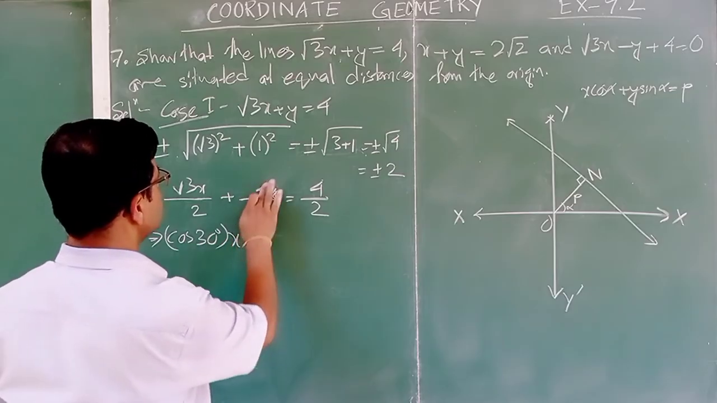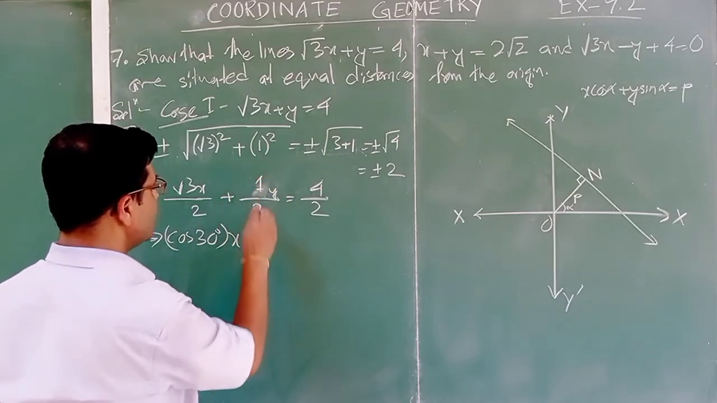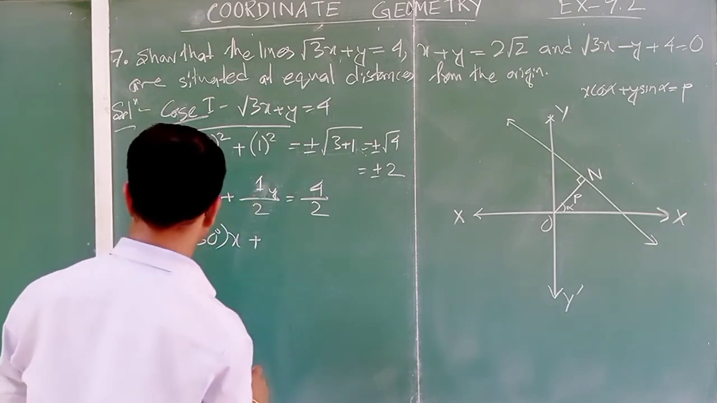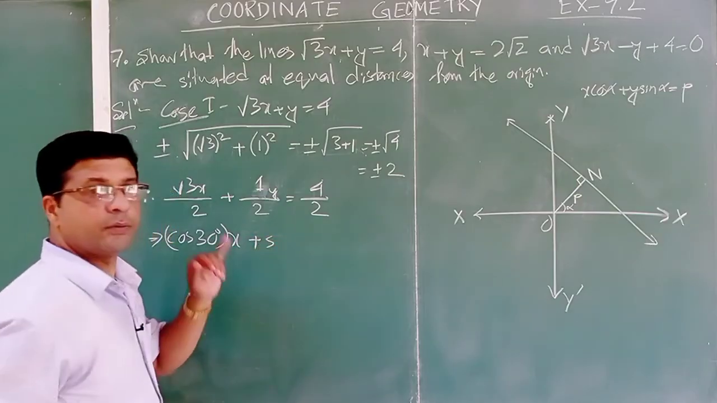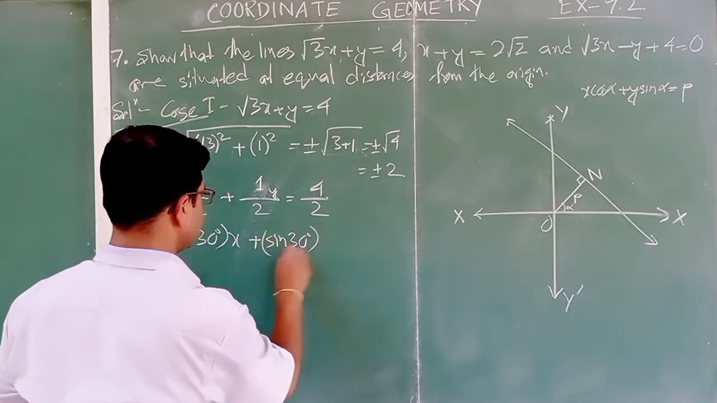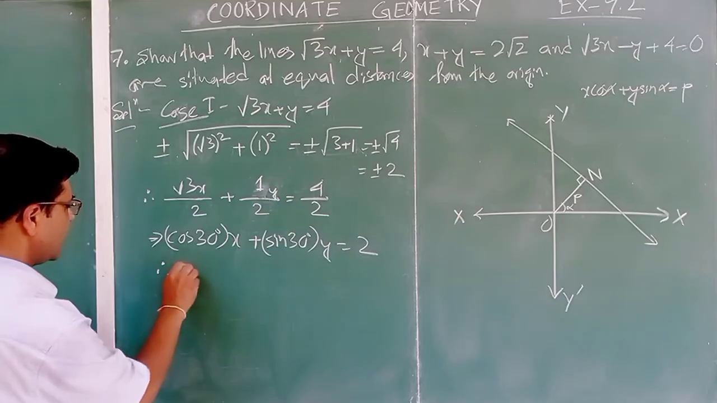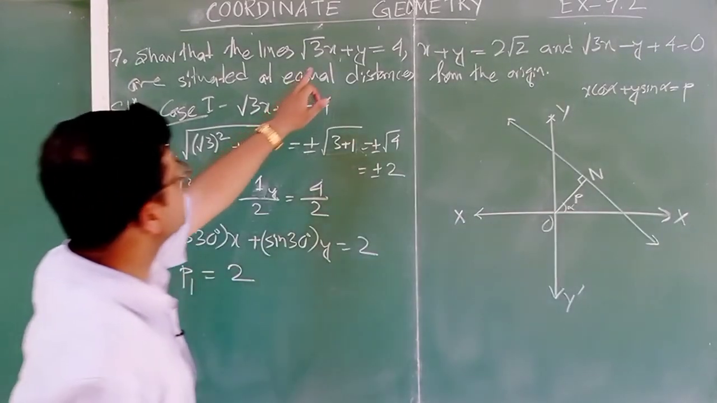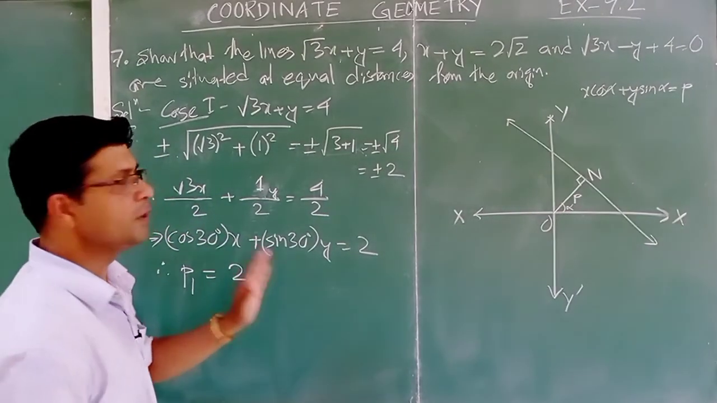Sorry, I have made some mistake here. This is 1 by 2. I am very sorry for this. Luckily we have found it, otherwise something would be wrong. So 1 by 2. Sine of which angle is half? Sine of 30 degrees. So x cos 30 plus y sin 30 is equal to 2. Therefore the length of the perpendicular is equal to 2. Got it? So for this equation we have got the length of the perpendicular. We have to show that p1 equals p2 equals p3.